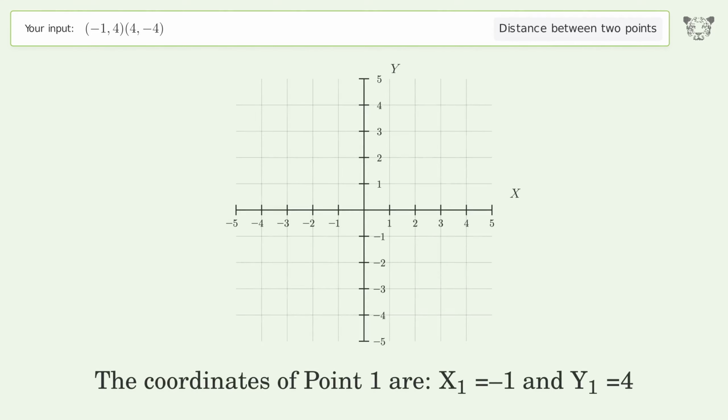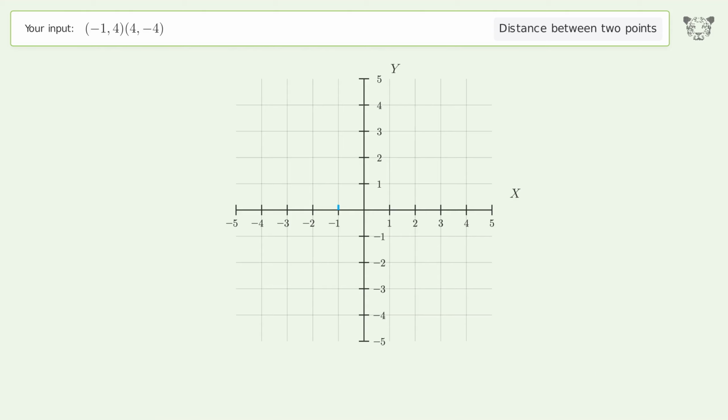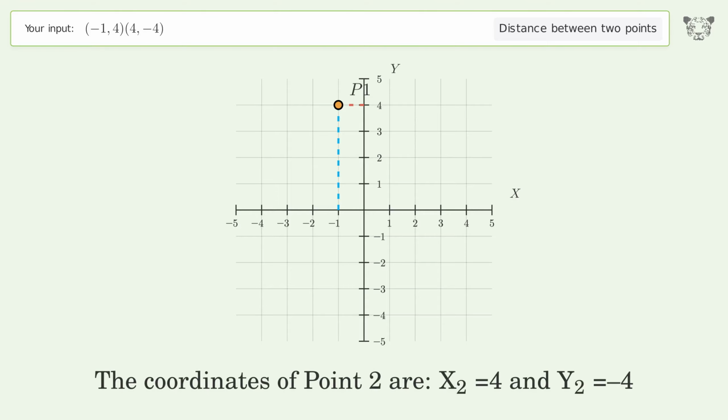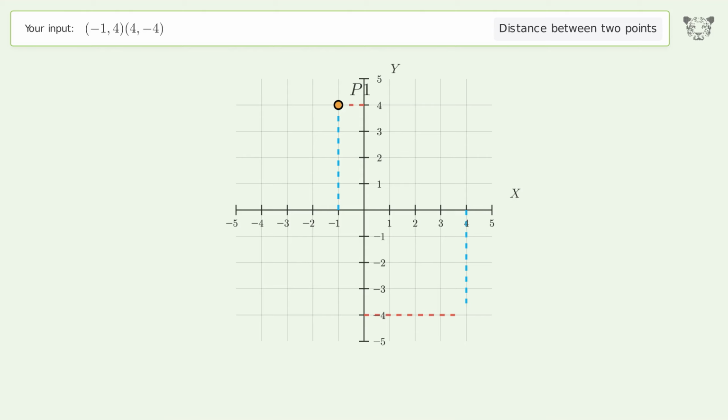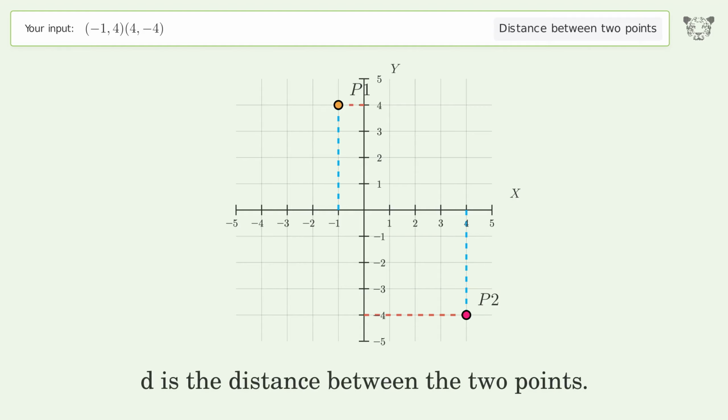The coordinates of point 1 are x1 equals -1 and y1 equals 4. The coordinates of point 2 are x2 equals 4 and y2 equals -4. D is the distance between the 2 points.